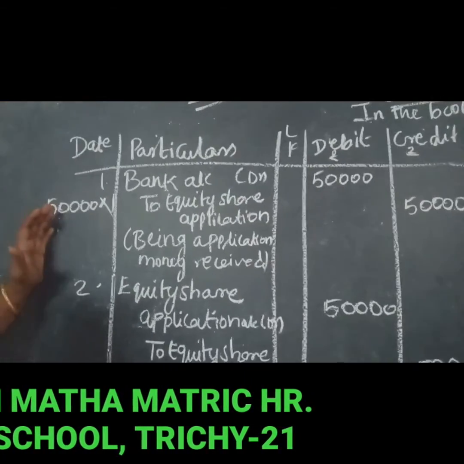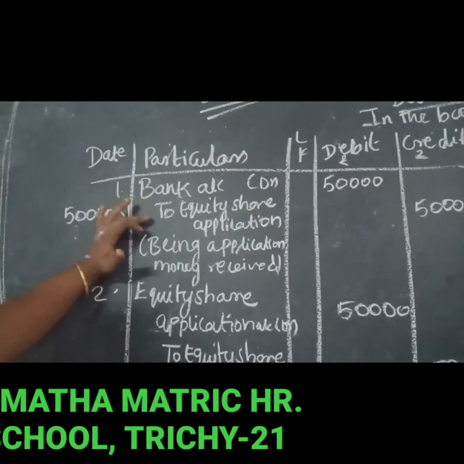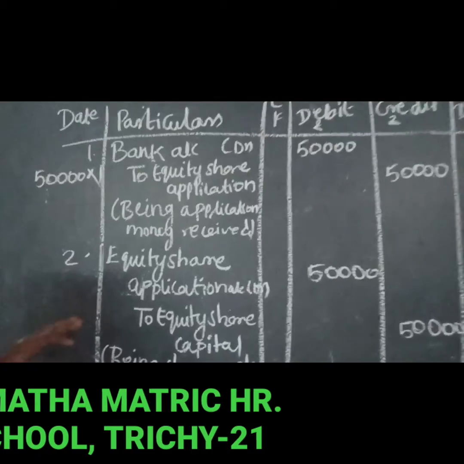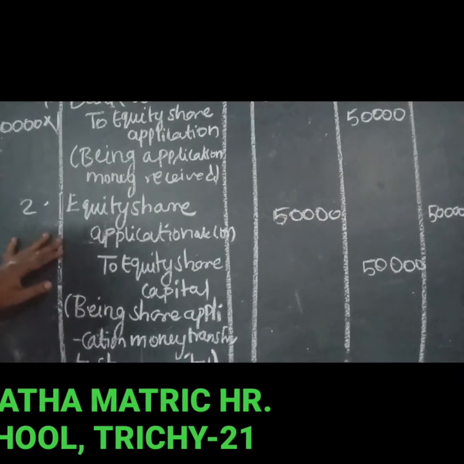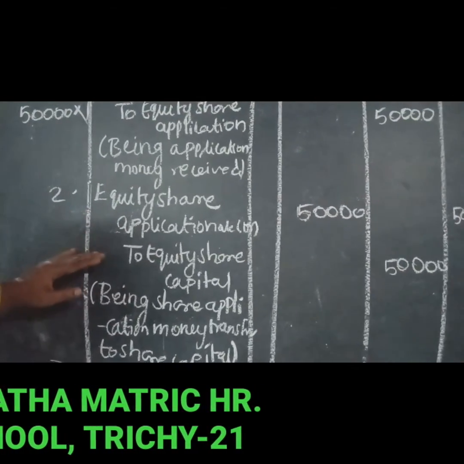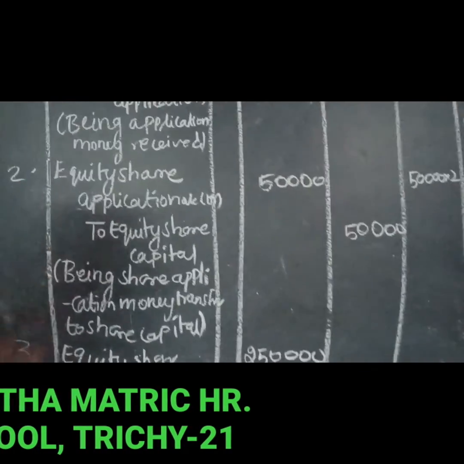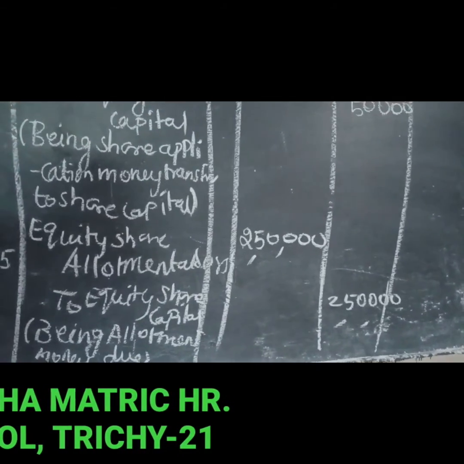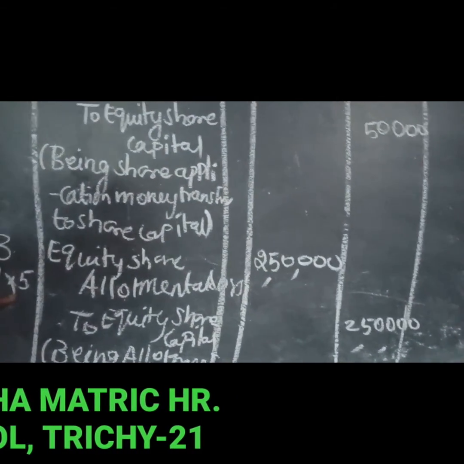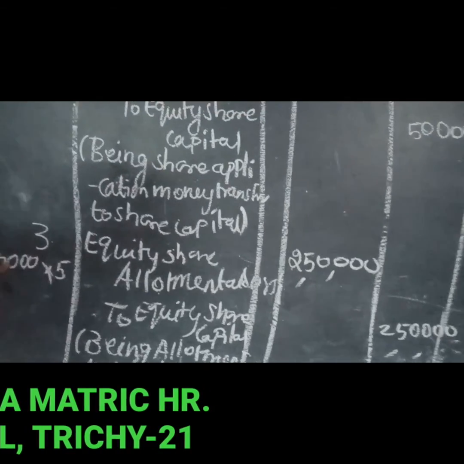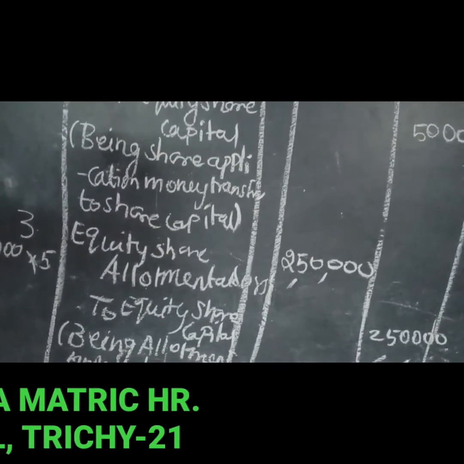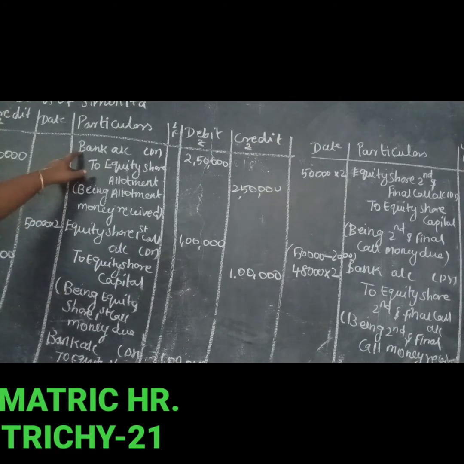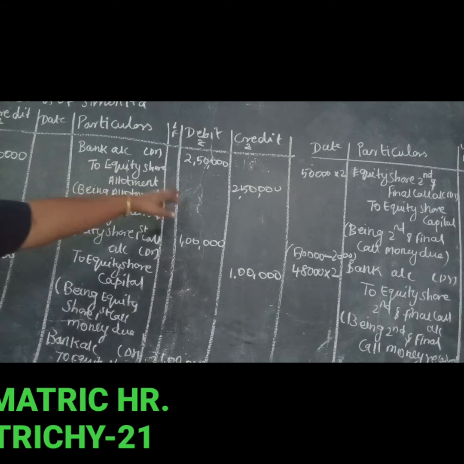For application we wrote bank account debit to equity share application, 50,000 equity shares into 1 rupee, 50,000. Then second entry, the application money is transferred: equity share application account debit to equity share capital. Then third entry, equity share allotment account debit to equity share capital. So 50,000 shares into allotment value of 5 rupees, 2,50,000. The next entry, for allotment money received, bank account debit to equity share allotment 2,50,000.